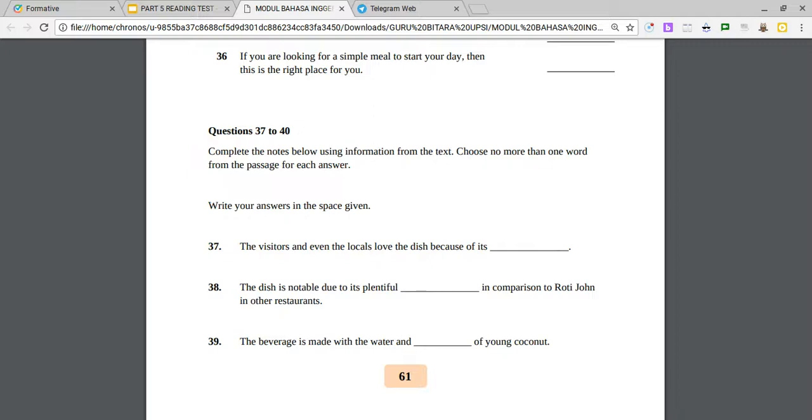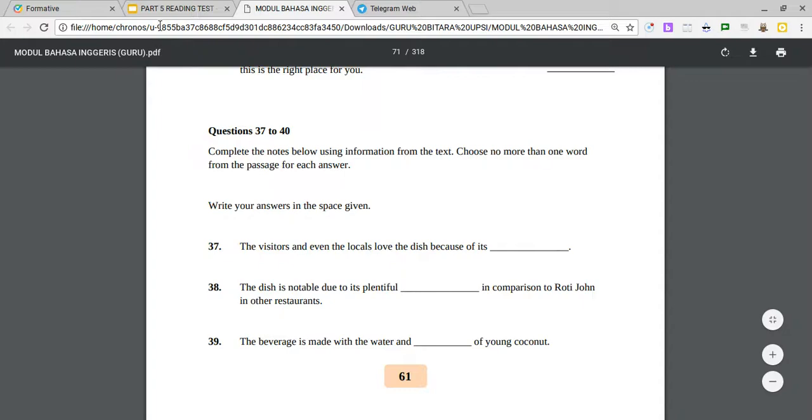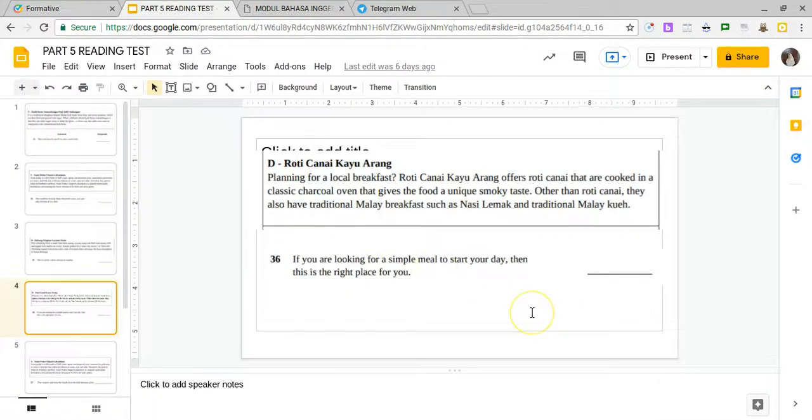Kalau dia kata jangan lebih satu perkataan je lah tulis. Kalau dia kata jangan lebih dua perkataan, means only one or two words will be in the answer section. Okay? Follow the question. Now, when it says here, no more than one word, means only one word. Only you will write only one word in the blank space provided. Okay? Tulis satu je perkataan dia.